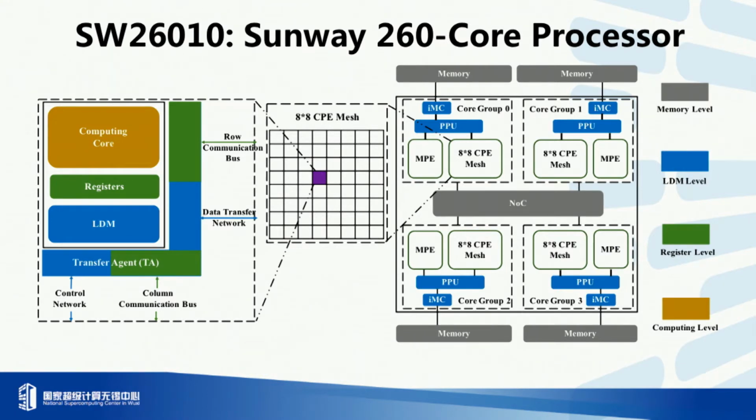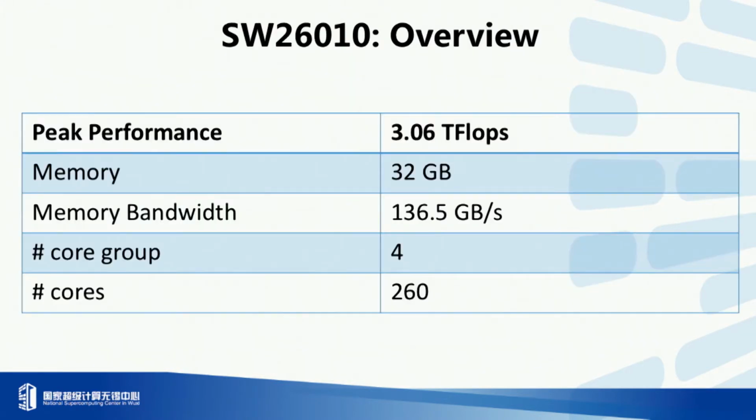So, as you can see here, it's really a very different architecture from the previous generation and also from other architectures that you have on the market. With this architecture, this processor provides 3.06 teraflops per chip. For each of the nodes, we just have one of them. And then we have 32 gigabytes of memory. The memory bandwidth is not very high.